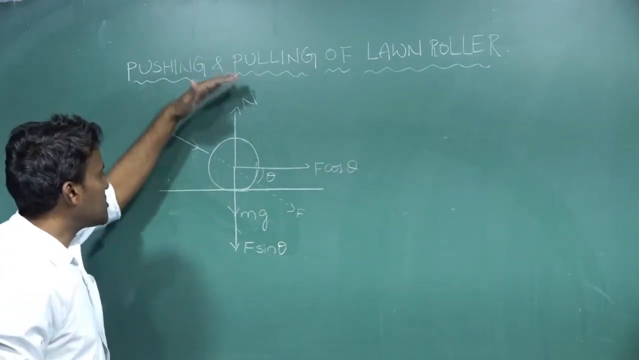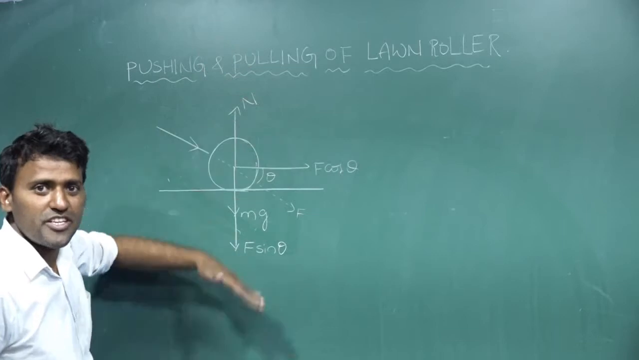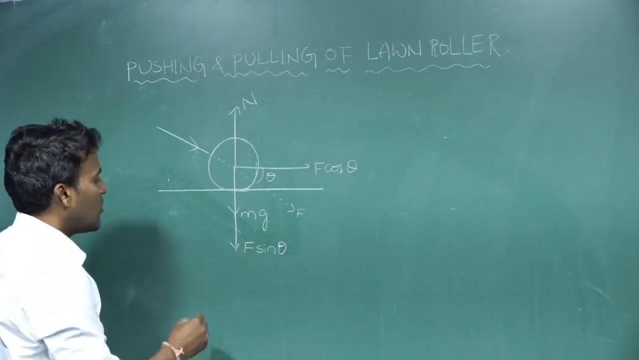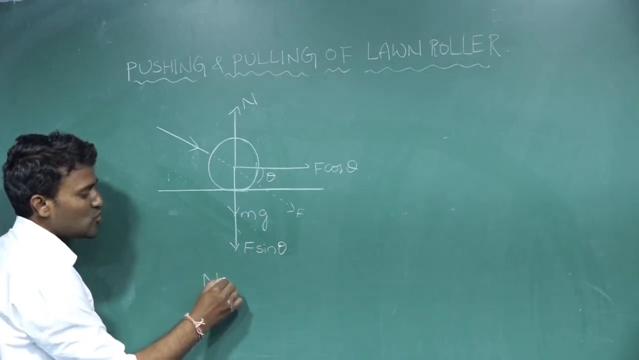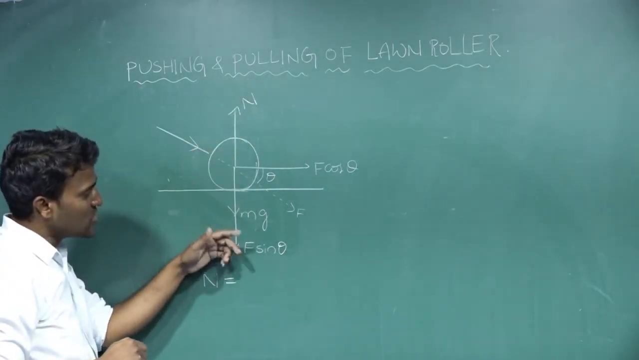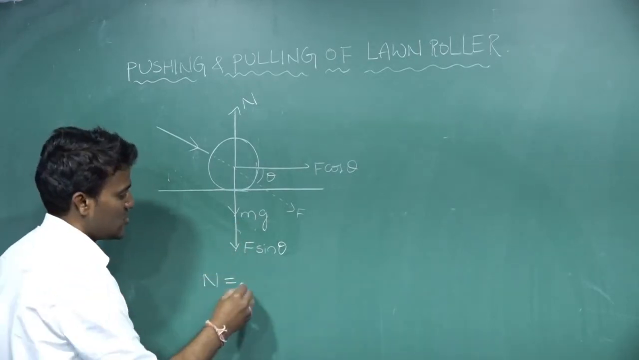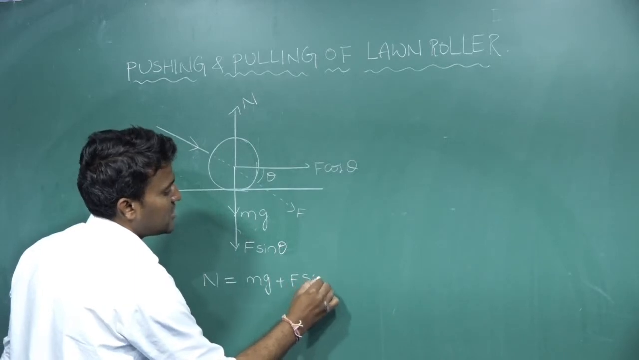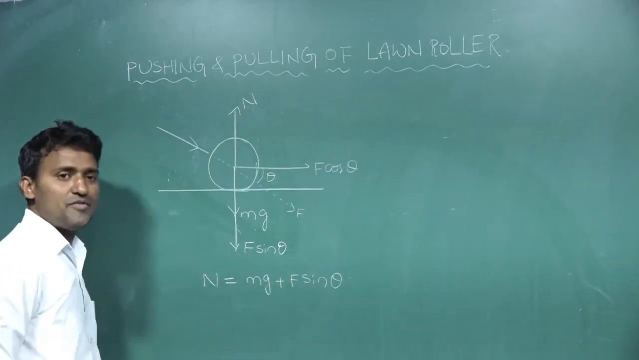See here, it is not accelerating up and down. At that moment, you can write upward forces equal to downward forces. The upward force is the normal force. The downward forces are mg and F sin theta. So N is equal to mg plus F sin theta.